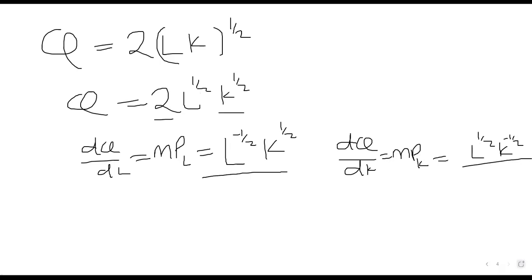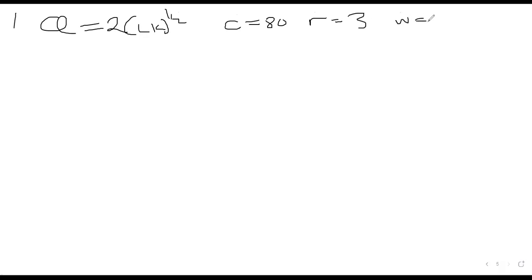So combined, a question may simply come to say, suppose your Q is 2L^(1/2) K^(1/2), and our cost, for instance, is maybe 80 kwacha. The rent maybe is 10 kwacha. The wage is maybe 40 kwacha. They'll ask us, part A, write down the budget line.